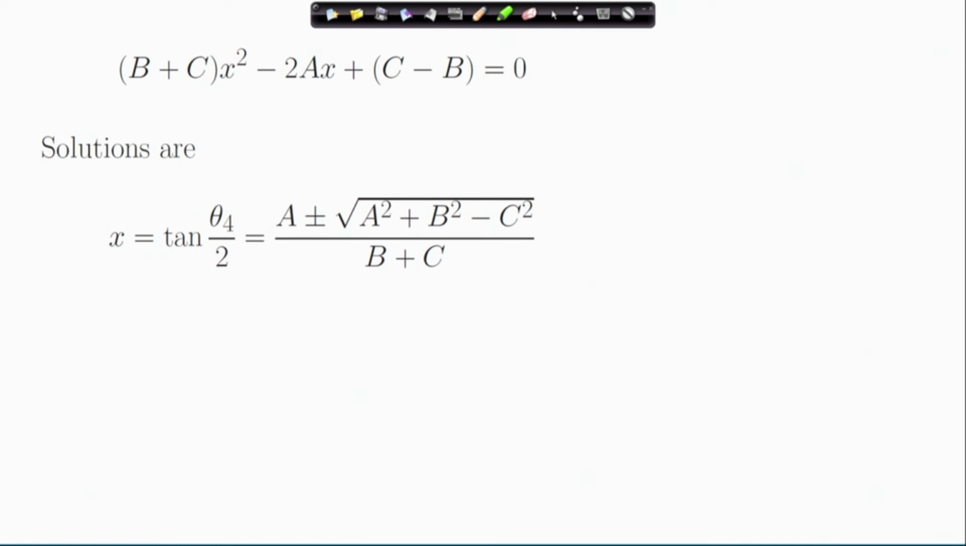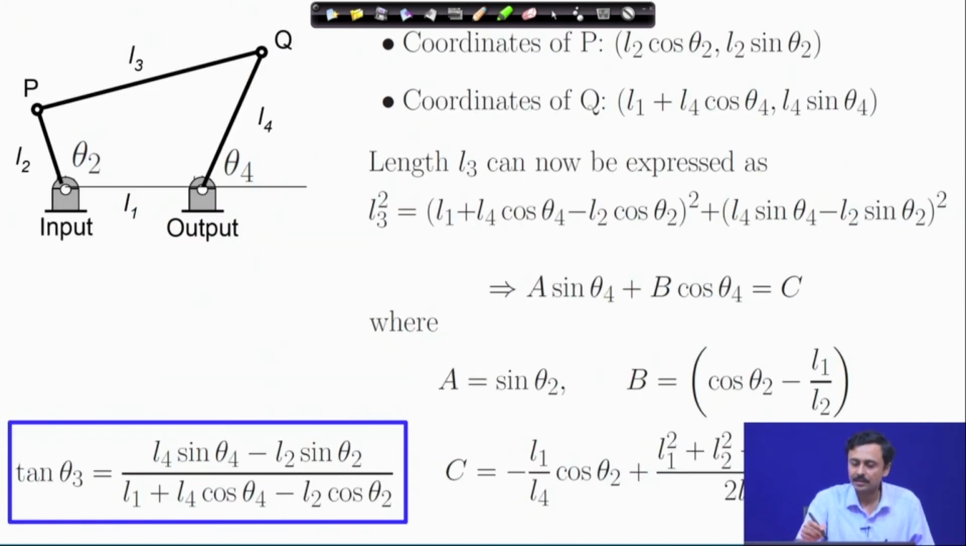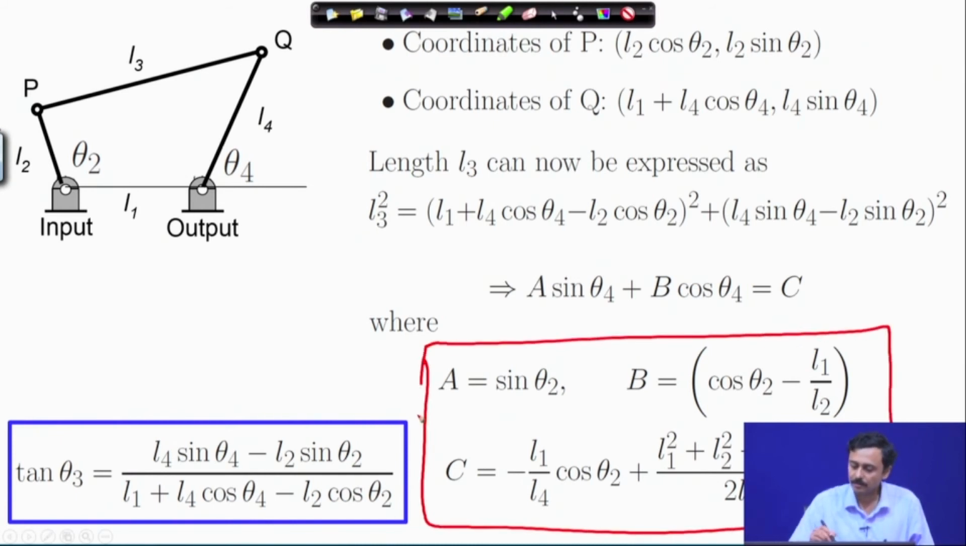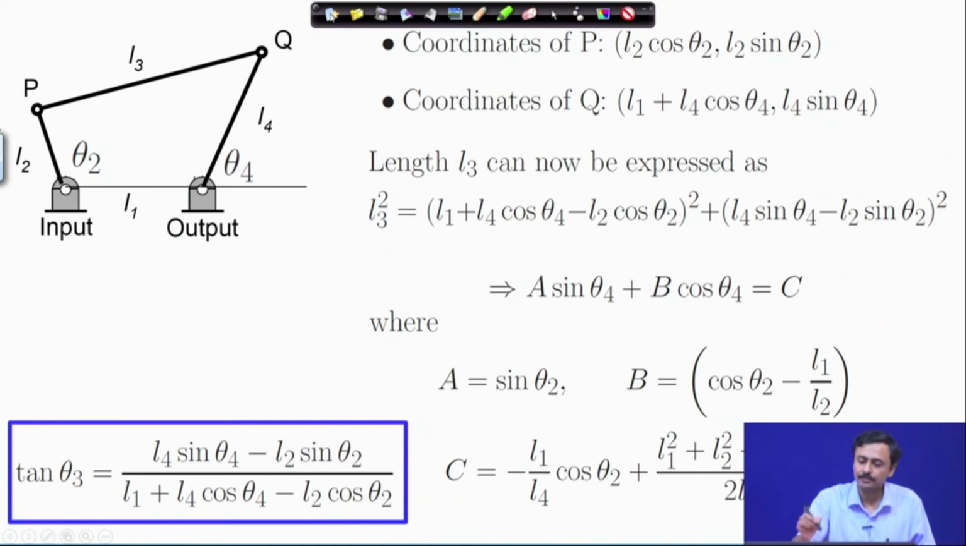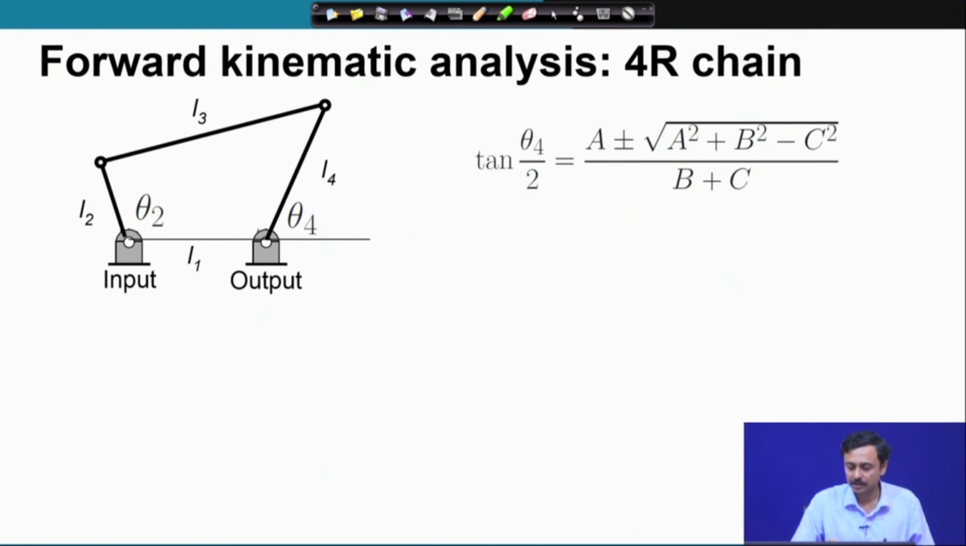So, solutions, which is essentially tan theta 4 by 2. So, x is tan theta 4 by 2. You know the solution of a quadratic equation, the roots of a quadratic equation. So, you have it in this form, and you also remember that we have these a, b, c expressed previously. These are the definitions of a, b, c in terms of theta 2 and the other link lengths. So, I can find out x, and hence I can find out tan theta 4 by 2 in terms of theta 2. So, let us do that. So, tan theta 4 by 2 is this expression in terms of a, b, c.